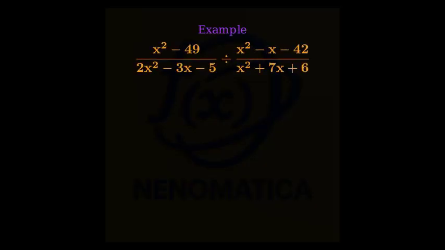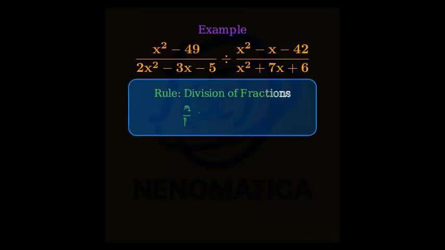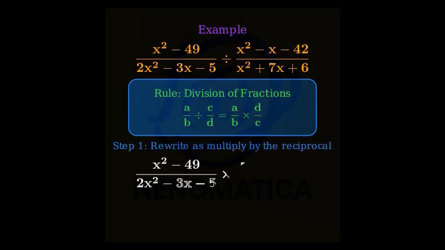First, we display the word example, then the problem in bold orange LaTeX. Now we will follow the same algorithm and step order from the image. Rewrite division as multiplication by the reciprocal. We use the division of fractions rule. Quick challenge. Which parts will change in the next step?